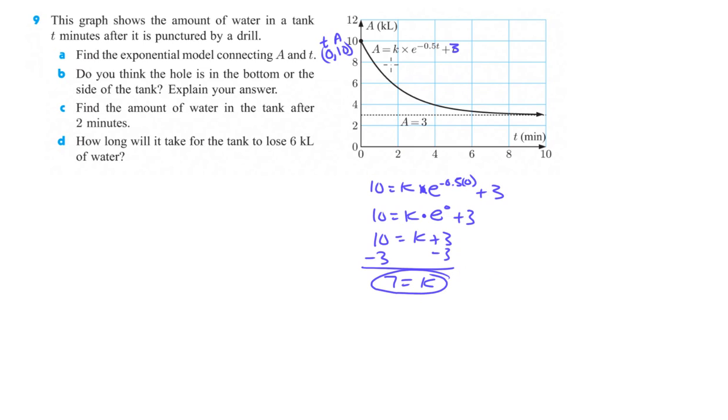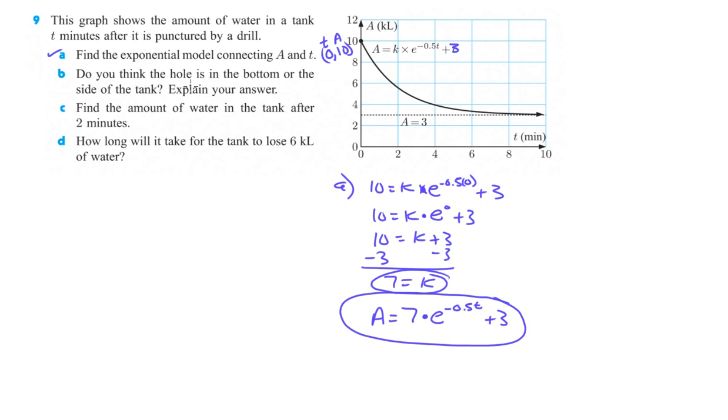Okay? So now we should be able to write our model here. So this was part A that we just did here. So our model should be A equals 7 times e to the negative 0.5 t, plus 3. There's our model that we can use for the rest of these questions.